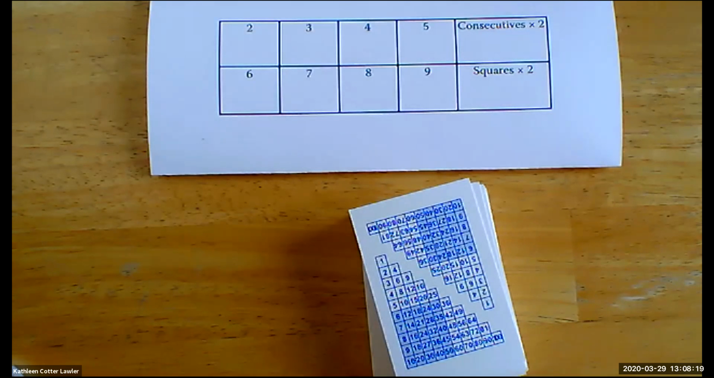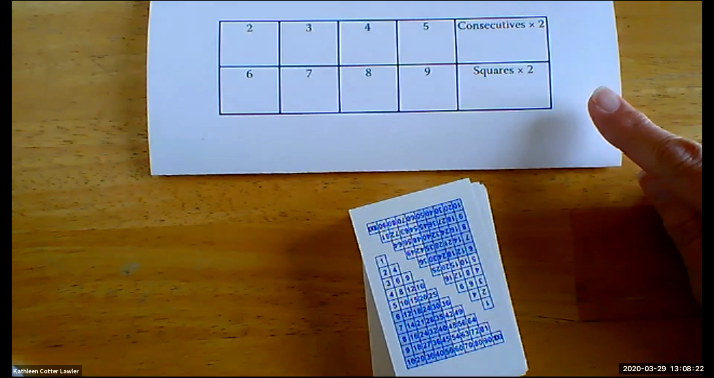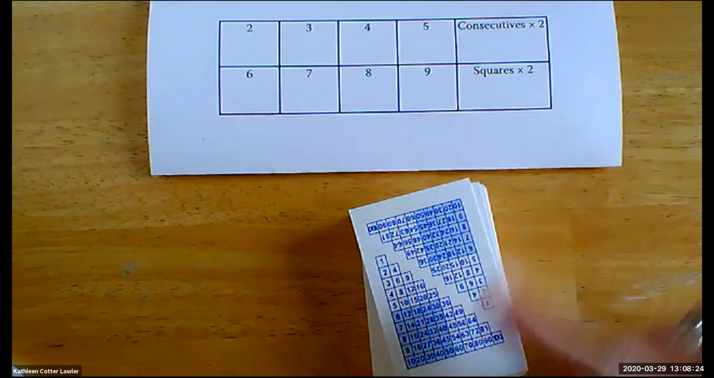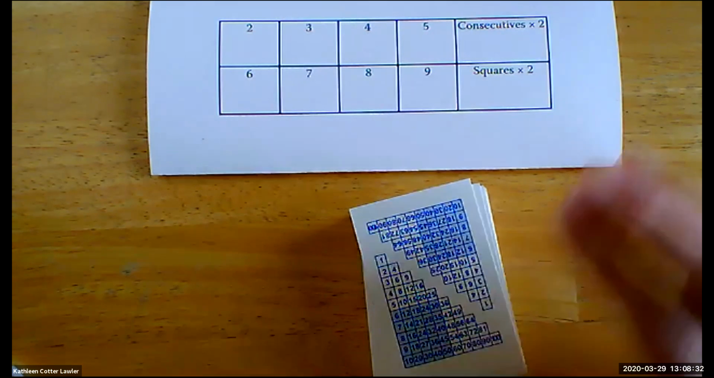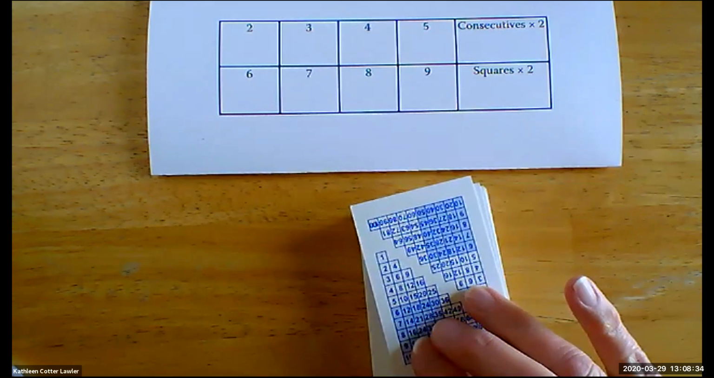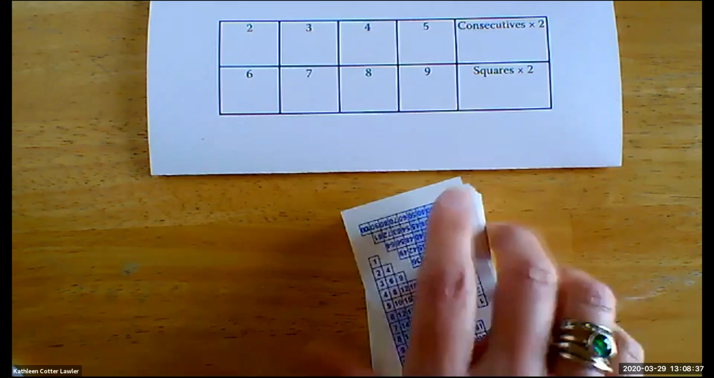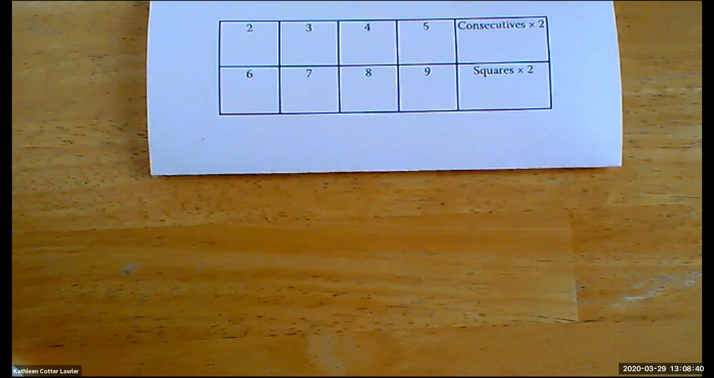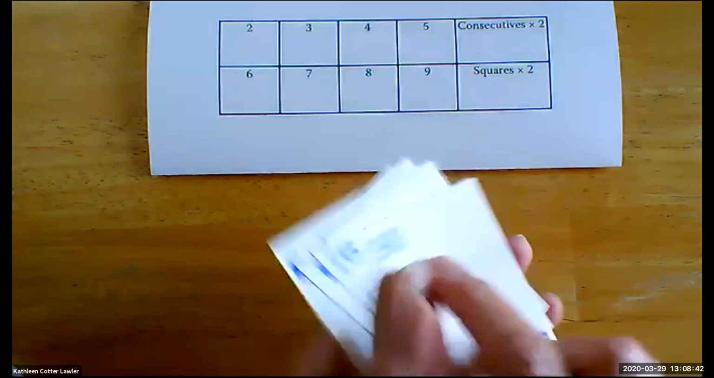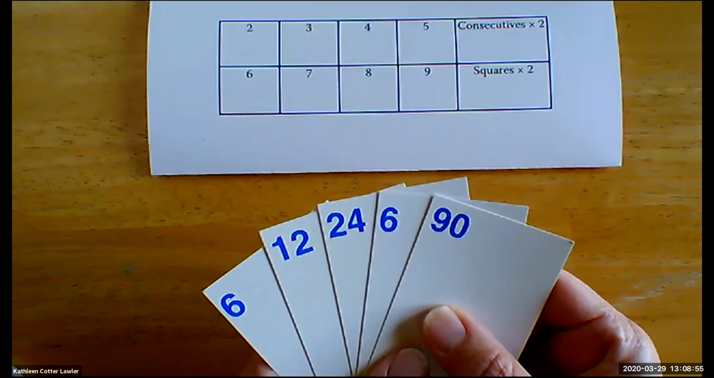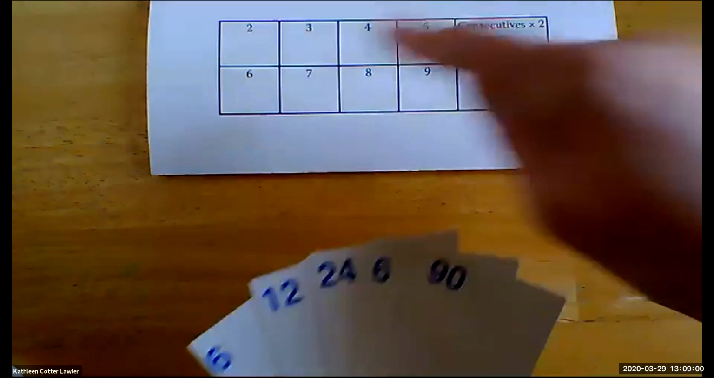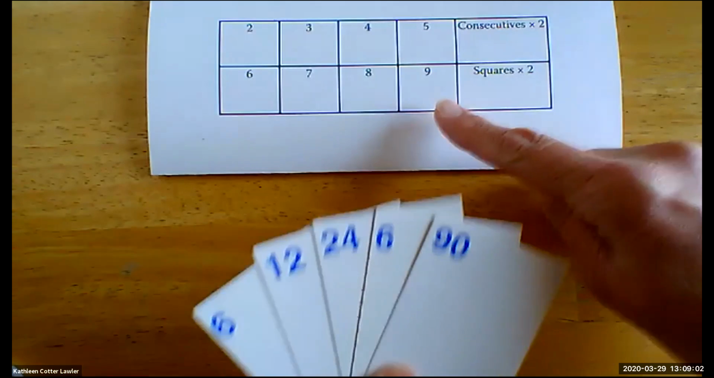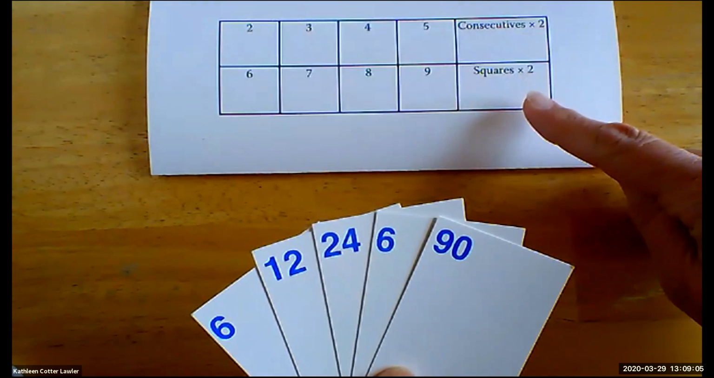Okay, here I am. I've got my scorecard, which obviously isn't filled out yet. And I've got my deck of cards. So I'm going to start by taking 5 cards. And when we have 2 people playing, I'm going to take 5 and the other person's going to take 5. I'm just going to show you what my hand looks like. So here's my first 5. What I'm doing here is I'm looking for cards that are multiples of one of these numbers. I'll show you what consecutives and squares are in a minute.